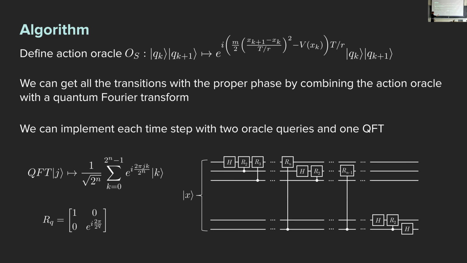And just as a reminder, this is what the quantum Fourier transform looks like. It maps one state to a superposition over all the other states. And the number of gates required scales with n squared, where n is the number of qubits.